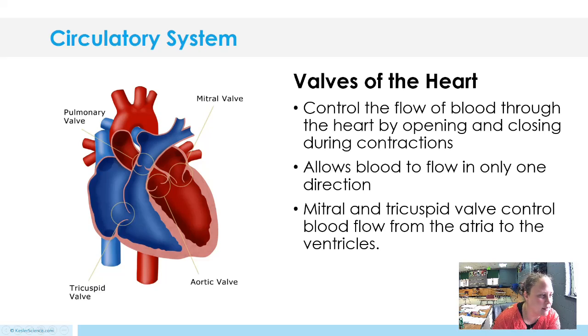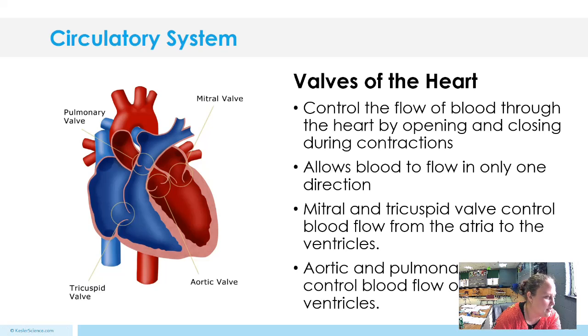Okay, so they come in the body through your mitral and tricuspid valve, and they flow into the atria and the ventricles. The aortic and the pulmonary valve control blood flow out of the ventricles, so they control the blood going out of the ventricles.